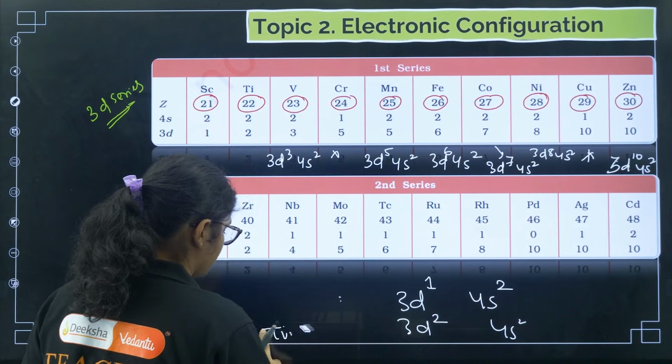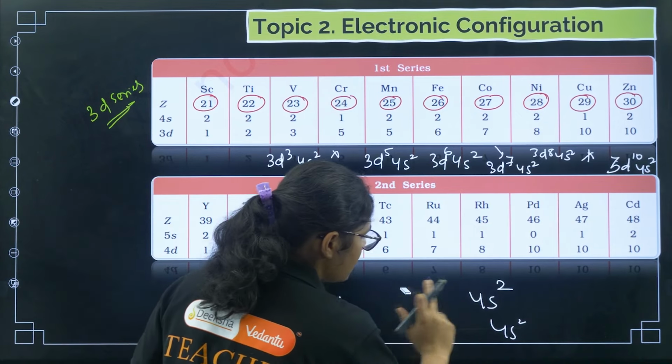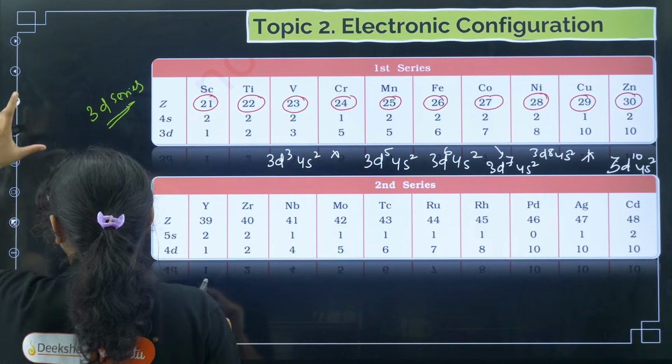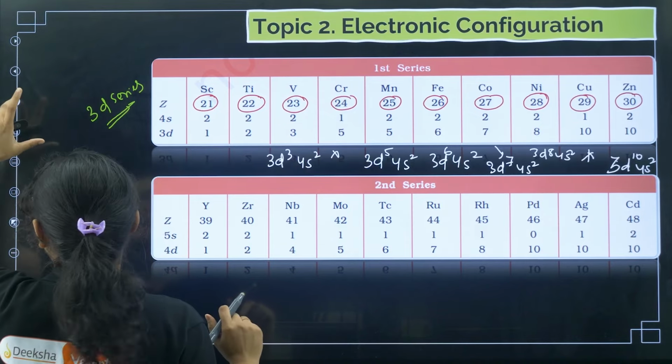Okay, otherwise we cannot solve even the very easy questions. Now coming to the two elements I left, right? Chromium and manganese. Let us discuss that now.